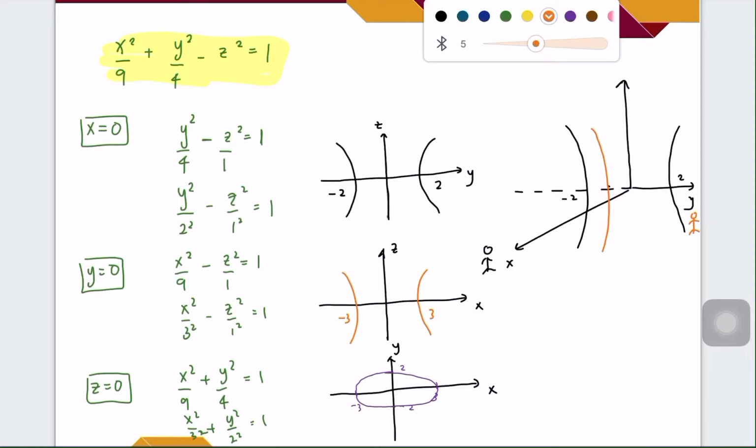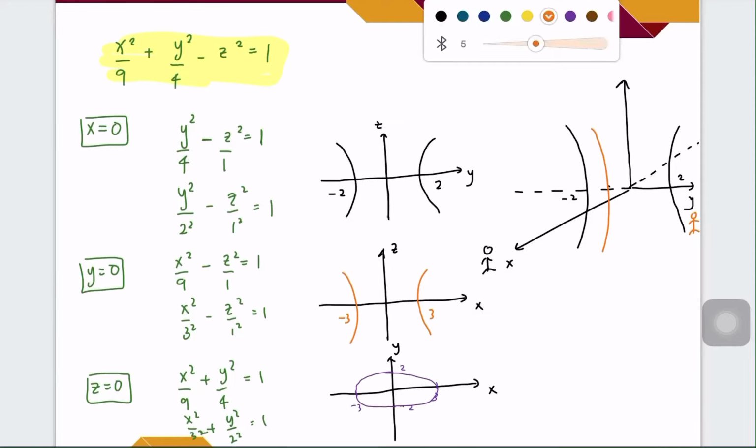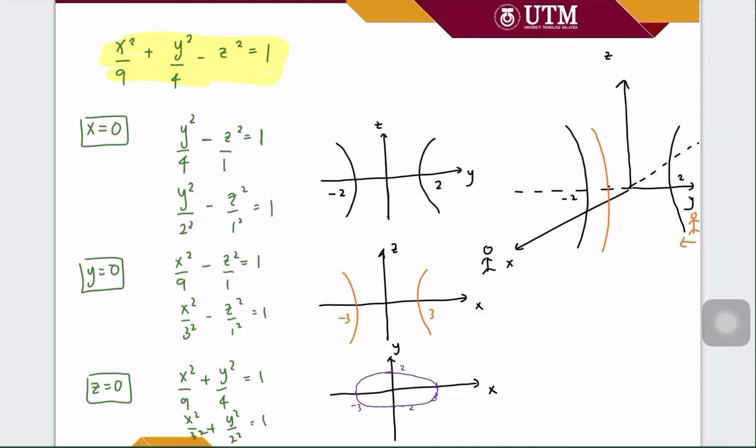So it will be like that. We will have a longer plane there. It looks compressed because you are looking from this angle. So it will be like that. Basically here is 3, here is minus 3.